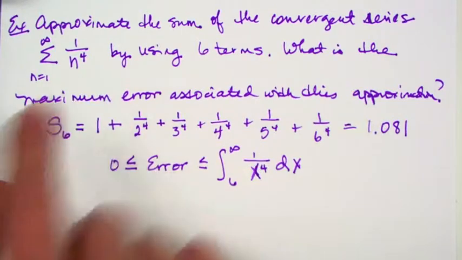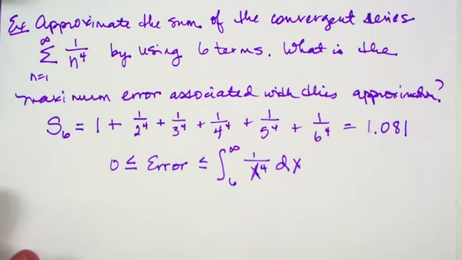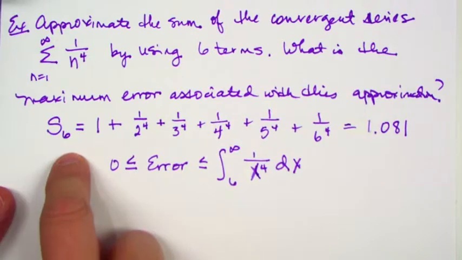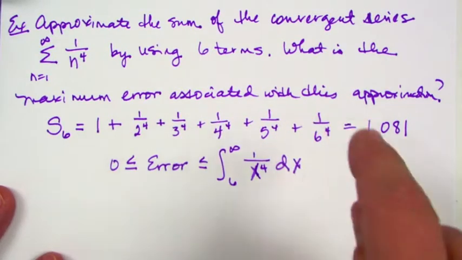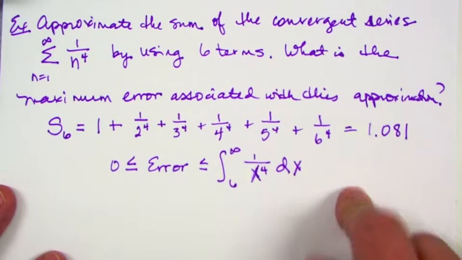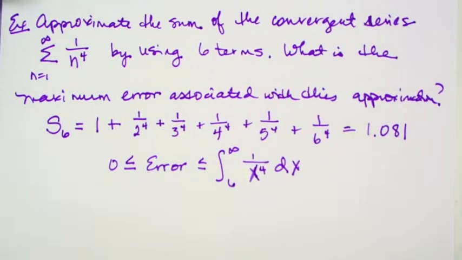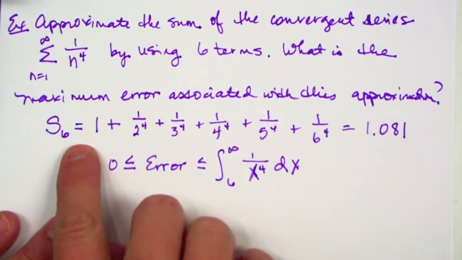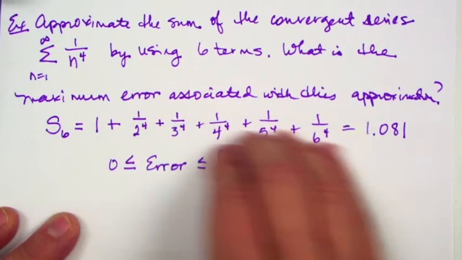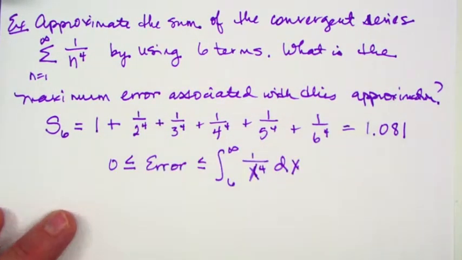Okay? Anytime we start actually substituting values in for n and adding them together, we are calculating the sum of the series. Obviously we're not going to keep going and add 1 over 7 to the fourth and 1 over 8 to the fourth and 1 over 9 to the fourth because, I mean, who wants to do that? But that's what we're doing. When we sum together any number of terms, we are approximating the sum of the series.